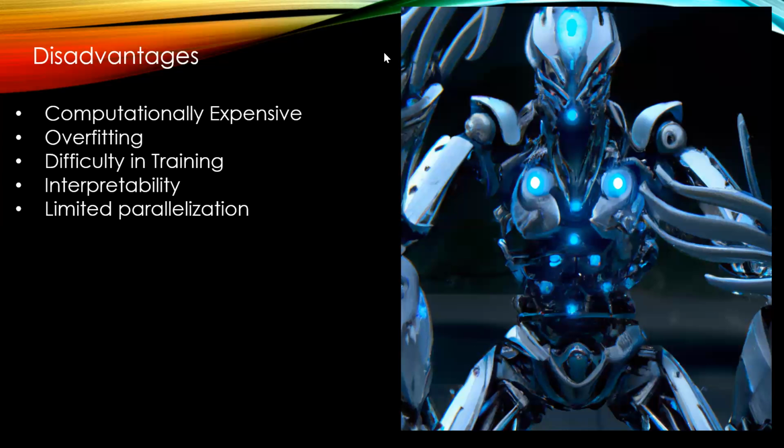The fourth big disadvantage of using LSTM is a lack of interpretability. While LSTM networks are relatively interpretable compared to some of the other neural network architectures, it can still be difficult to understand how the network makes its predictions or decisions.